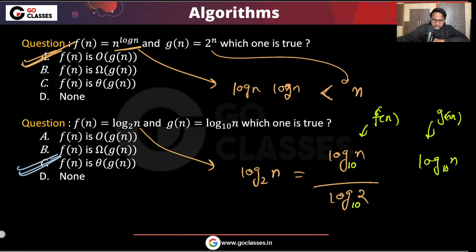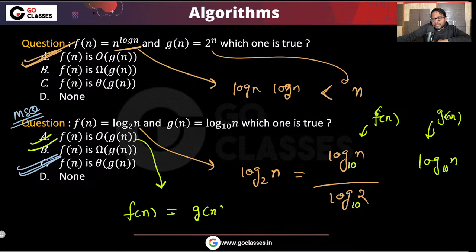Interestingly, if C is the answer, this is an MSQ question. If C is the answer, which means A and B are definitely the answer, because it is already containing equal, right? If f(n) is equal to g(n), I should ideally be writing c·g(n), or maybe I should be writing theta basically. If there is a theta, then big O and big omega both are definitely there. So what is the answer? It has to be an MSQ question, then A, B, C all are the correct answers.